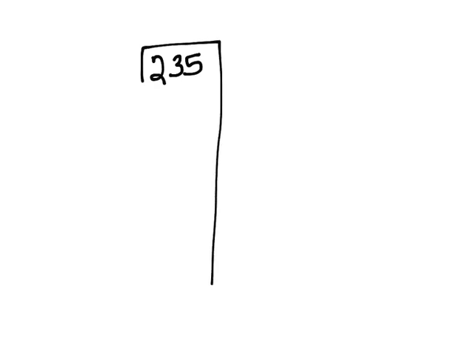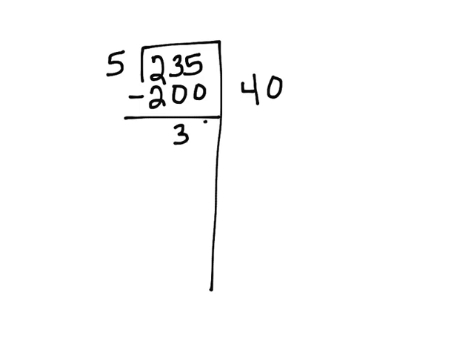Okay, let's do another one. All right, let's do 235, and we are going to divide that by 5. So right away I can't do 100 groups of 5 because that's 500. That's too much. So now if I look at the 2 and the 3, the closest thing I can think of is 20, and I know 5 times 4 is 20, but I also know 5 times 40 is 200. Now I'm going to subtract, which gives me 35.